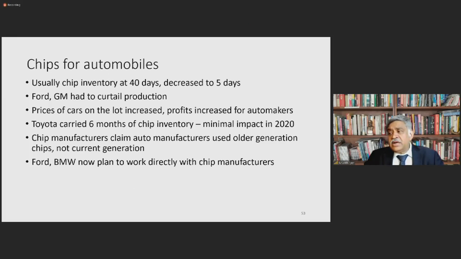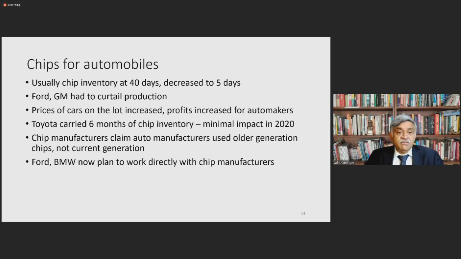If you look a little more in detail, you realize that chip manufacturers claimed that the reason for the lack of chip availability is that the chips used by the auto manufacturers were an older generation of chips, not the current generation. And you might say, well, why is that? A lot of the chips were being used in components, and those designs were being done by suppliers who were being squeezed for price by the auto manufacturers. And so they decided to use chips that allowed them an affordable price point.